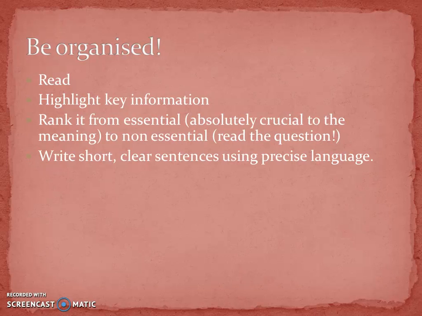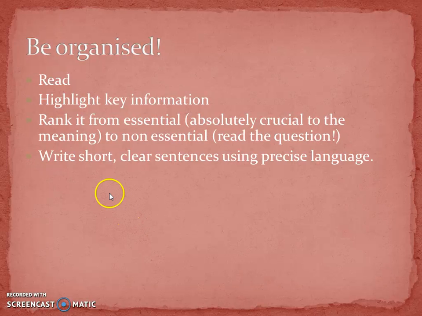Then you rank those facts. You put them in order from essential, so really, really, really important, a main obvious fact about something, to non-essential. So stuff that's nice to know but not necessarily the most important fact. Then you rewrite it and you put first and foremost the really essential important stuff, and you leave out the less important stuff. The way to do this is by using precise language.